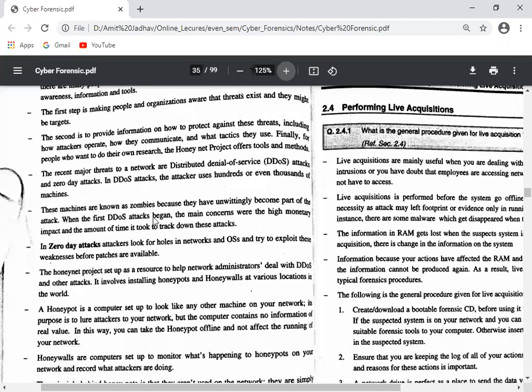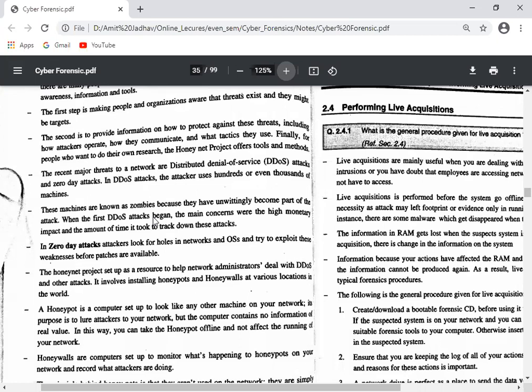When the first DDoS, or distributed denial of service, attacks began, the main concerns were the high monetary impact and the amount of time it took to track down the attack. Whenever any attack is performed on an organization, the organization cares about two things only. First is the money, and second is the time. Whenever an attack is performed, it lays down the business, and it also wastes the organization's time to recover from such incidents.